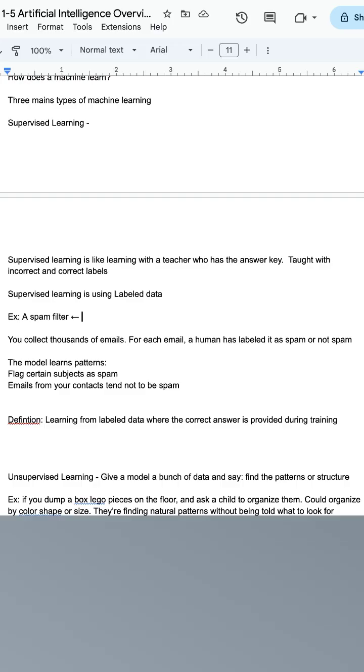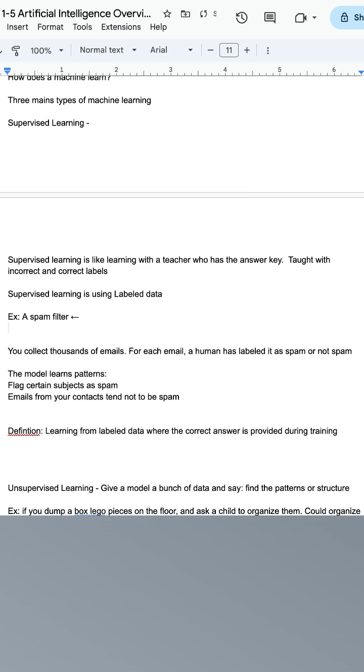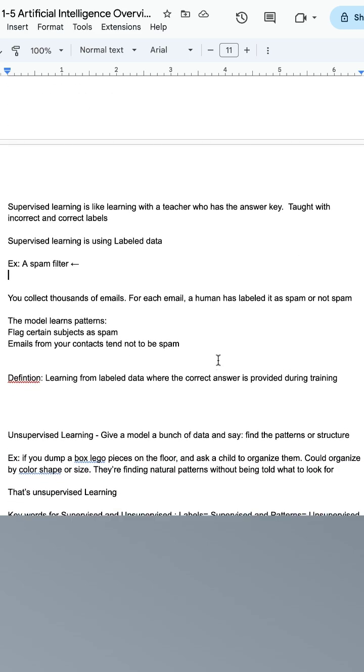So if this was supervised learning, what would the machine learning model proceed to do? The supervised model would then take what you input as spam and segment it into the spam folder. Emails from your contacts that are not spam, it would bypass without giving them the spam label. Now, when a new email arrives, the model can predict spam or not. That's supervised learning.